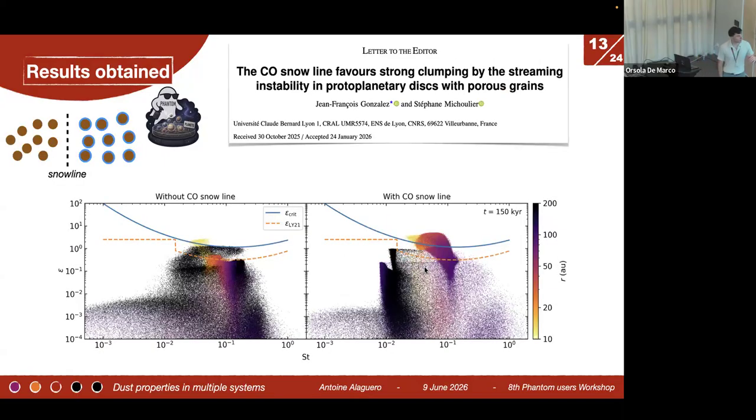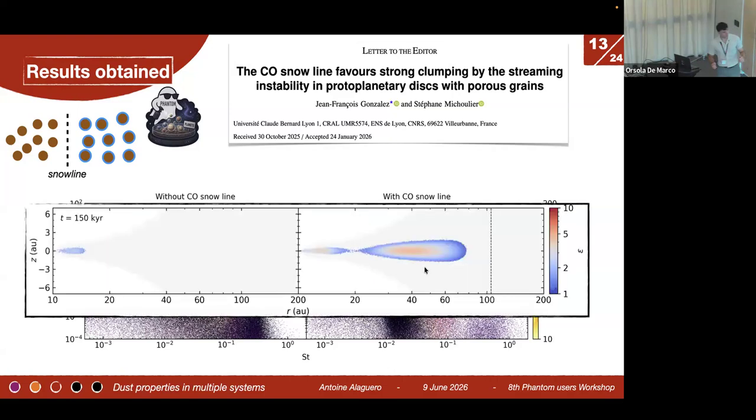And more details on this are in a letter that Jeff and Stefan submitted very recently. So these are kind of complicated plots, but basically on the left you have no snow lines, on the right you have one, and all of the particles above these colorful lines are the areas where you can form planetesimals because of the streaming instability. And this is more fun, I think. Without the snow line, the area is very small, and with the snow line, basically you can form planetesimals, trigger the streaming instability and strong clumping, in a larger area. So the snow line should help planetesimal formation.